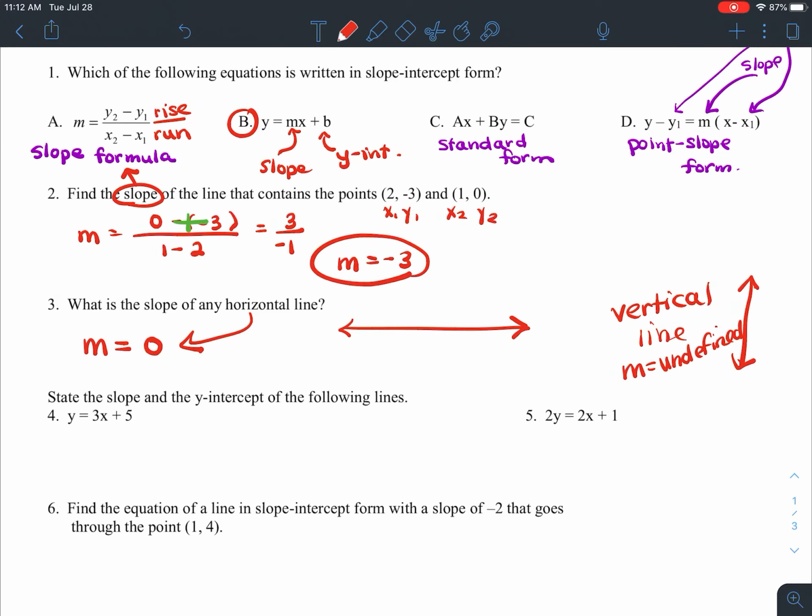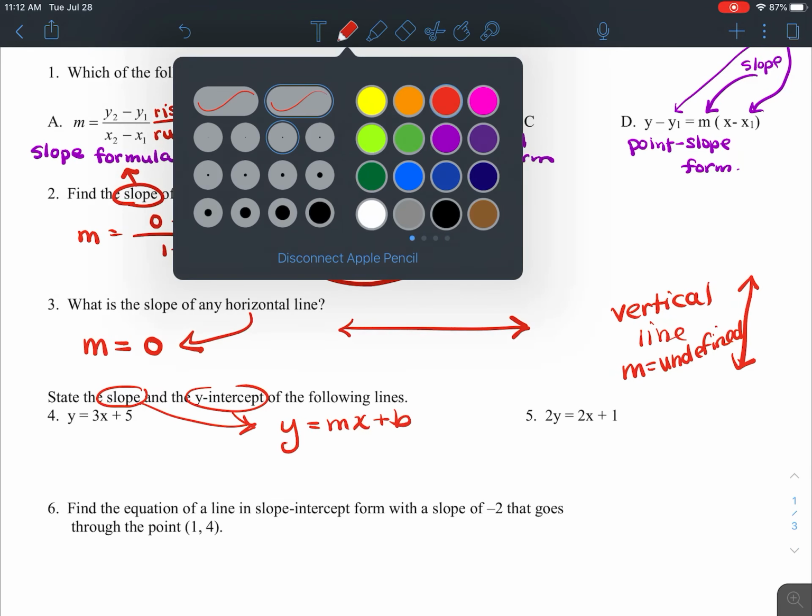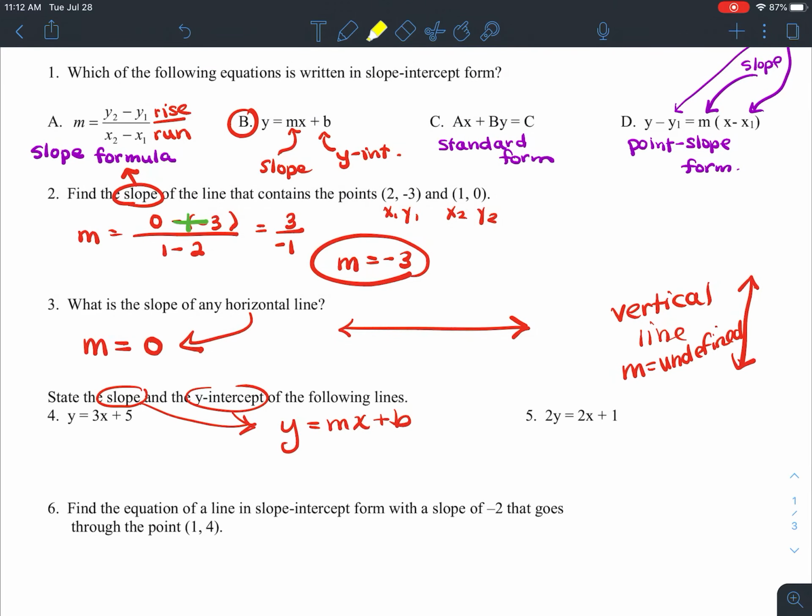Okay, number 4 and 5, state the slope and the y-intercept of the following lines. Since it's asking us for those two things, it's really ideal for us to rewrite the equation in slope-intercept form, which was what we had set up here for number 1. To get it in slope-intercept form, you need to make sure the equation is solved for y. When it is solved for y, the coefficient in front of the x is the slope, the constant in the other term is the y-intercept.